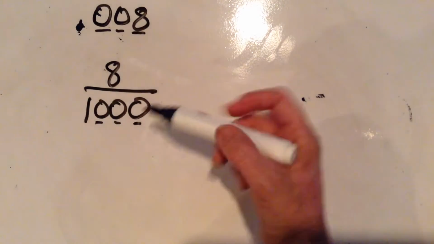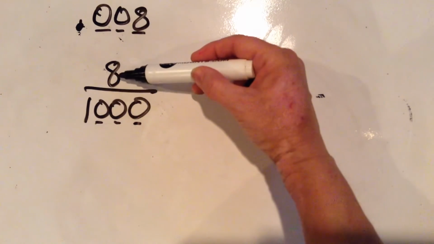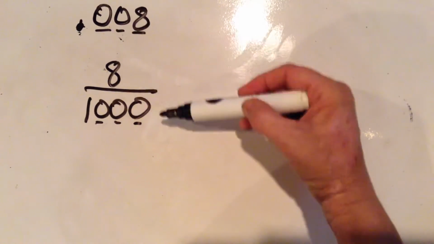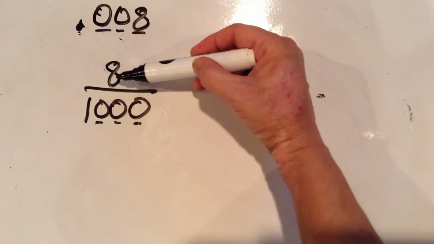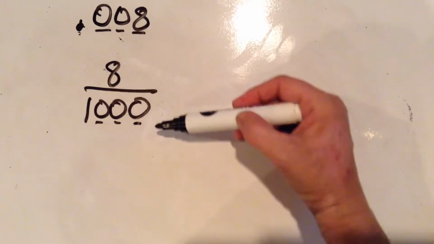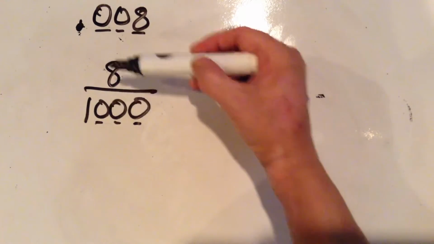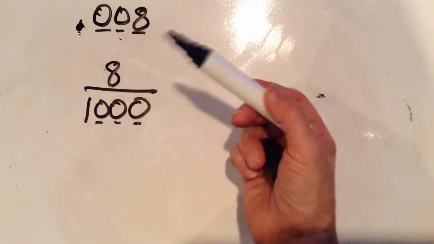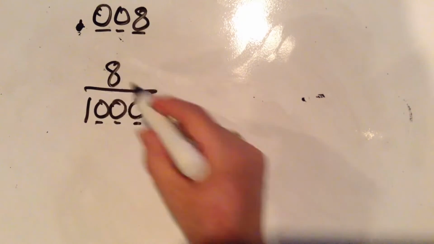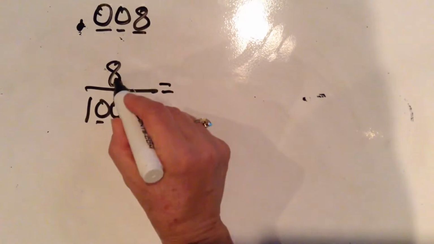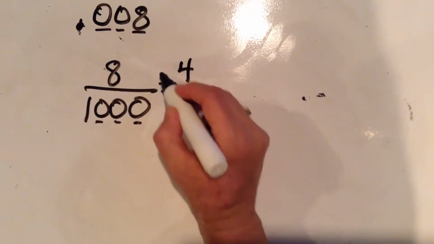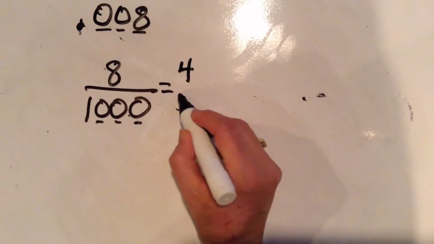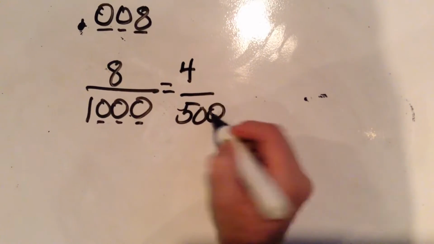So the second trick that I'm going to tell you is that when it ends in an even number, when these numbers both end in an even number or 0, an even number and 0, we can always divide by 2. Often we can divide by 4, but always 2. So I'm going to divide that by 2 and get 4. I'm going to divide that by 2 and get 500.